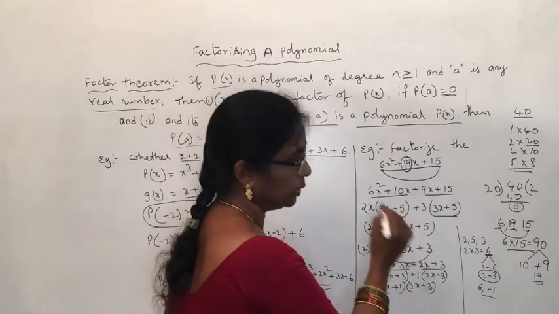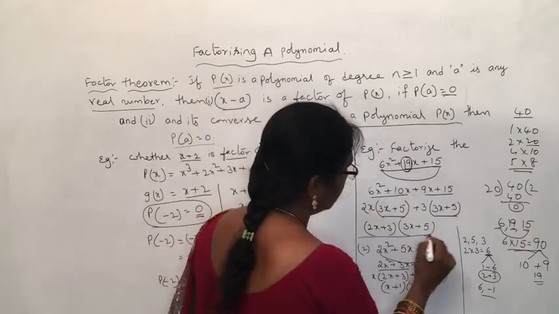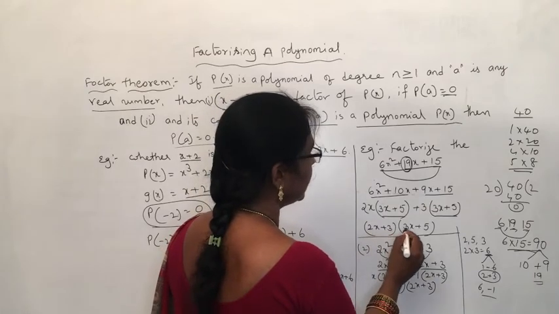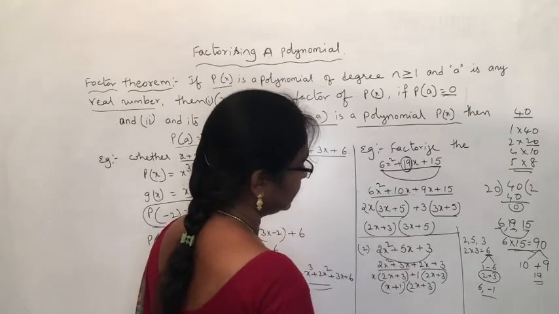Then you have to split and take the common. Now what are the factors of that polynomial? 2x plus 3, 3x plus 5. Then another example also.